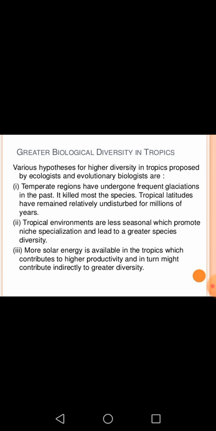So these are the three reasons through which we can say how the biodiversity is greater in that region. The first one, temperate regions have undergone glaciations, comparatively the tropical regions have not undergone any kind of glaciation. Second, the tropical environment has less seasonal changes. Third, solar energy is available in abundant amount in the tropical region, which creates more productivity here, and more productivity leads to high biodiversity.